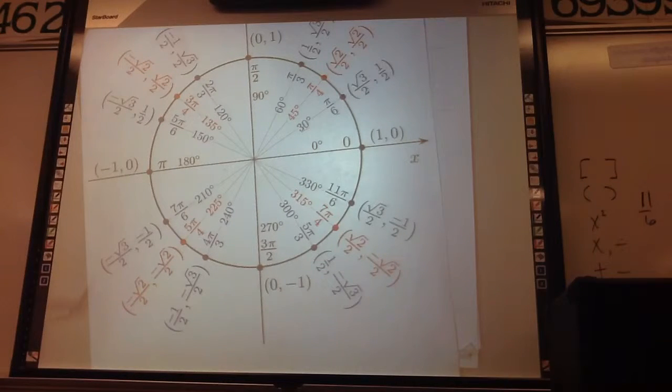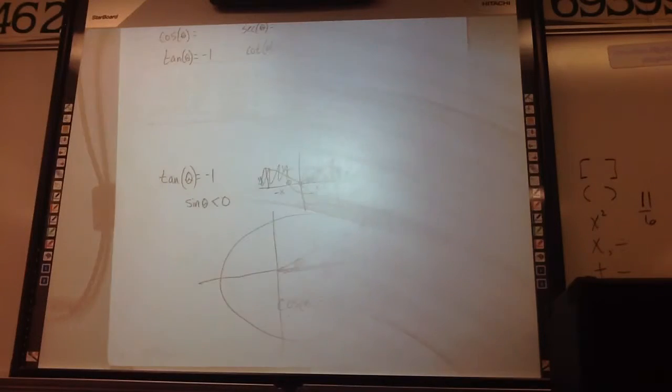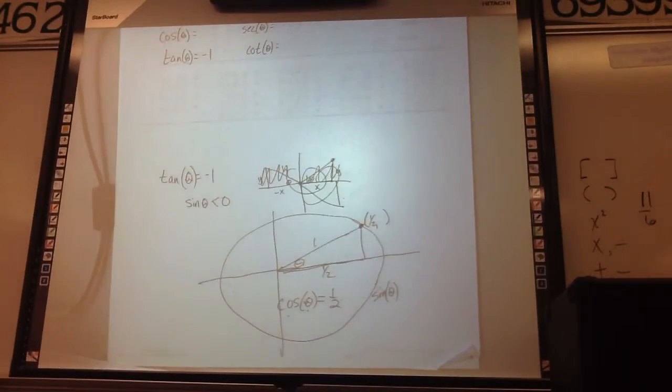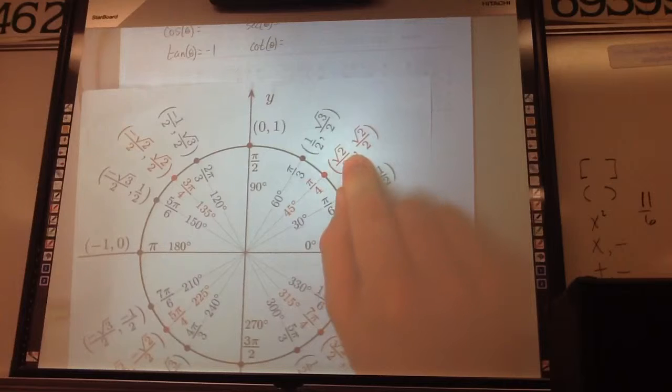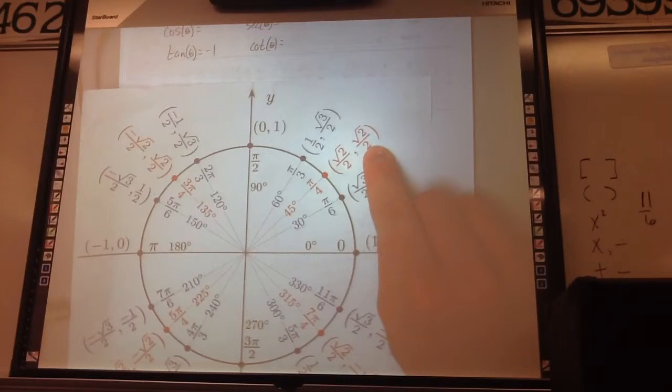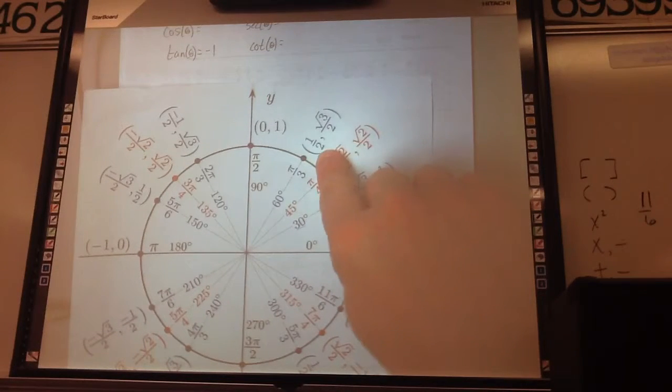Your cosine and your sine will always be the same on this paper. If you have one, you'll have the other. Like right here, these are the negative square root of 2 over 2, and the other one's positive. In this ordered pair here, when you have one, say that's your cosine, the sine will be the other one. Cosine is the x value, the sine is the y value.